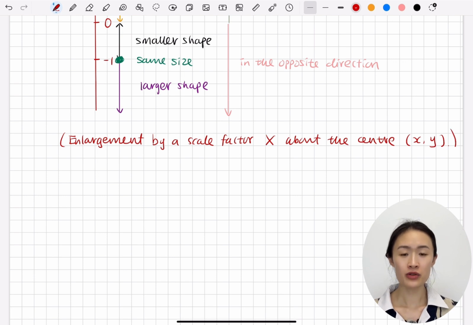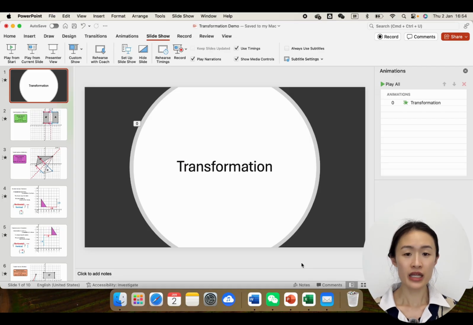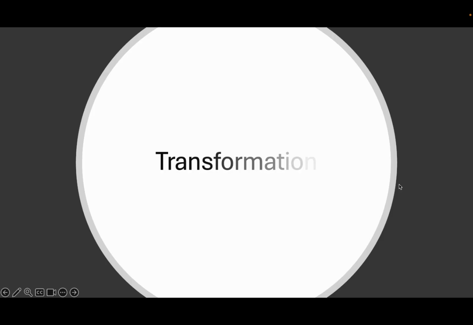Okay, so now you know how to describe the transformation if the shape is given to you. When they are giving you the instruction, you need to know how to draw it. What I'm going to do now is to show you a PowerPoint. In this PowerPoint, we are going to go through all 4 different types of transformations. Okay, so the first one is reflection.